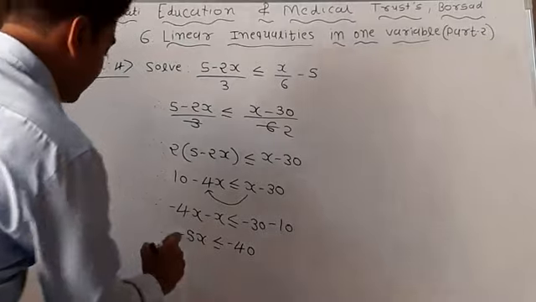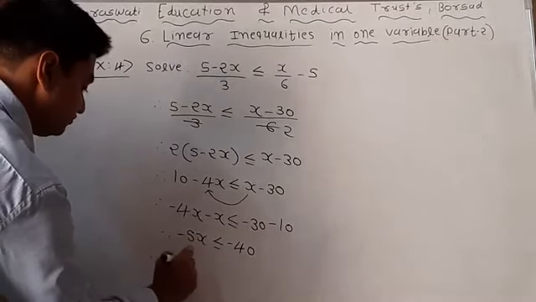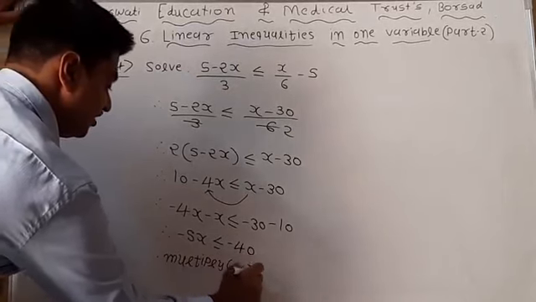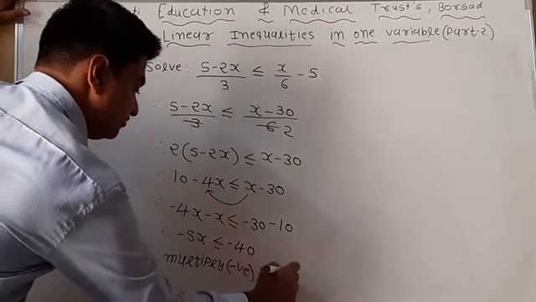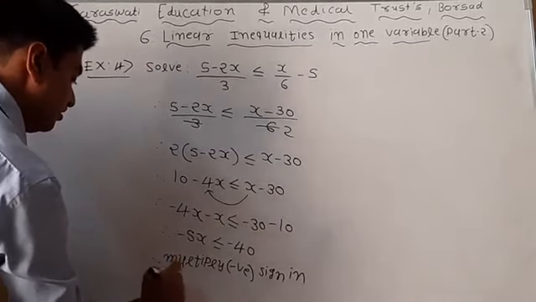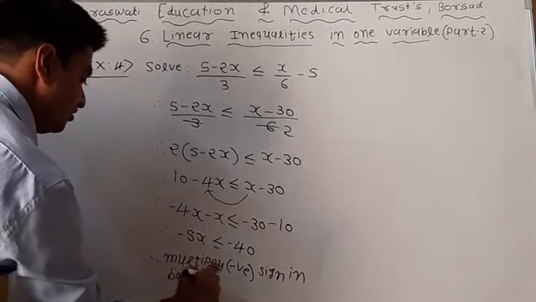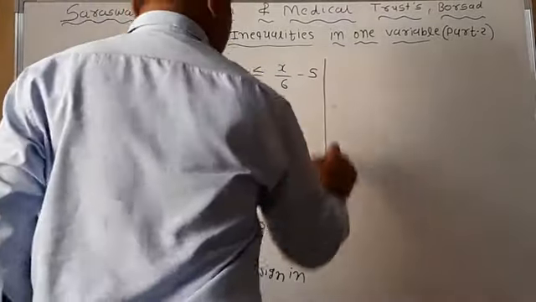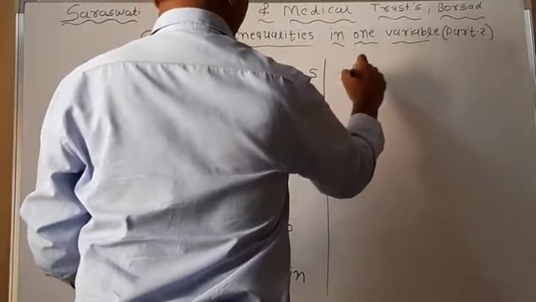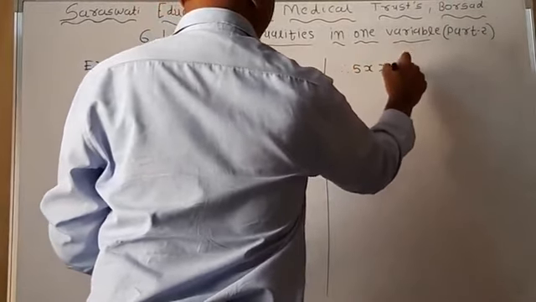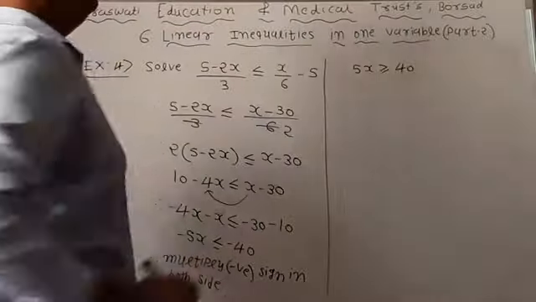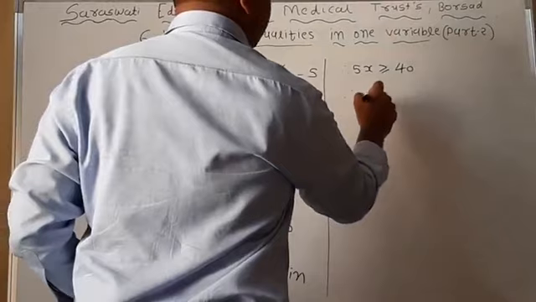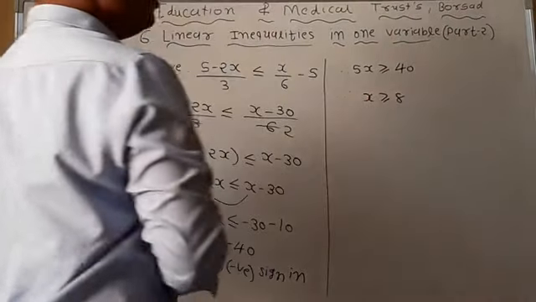So here we multiply by a negative sign on both sides. So therefore 5x greater than or equal to 40. Now divide by this term. So 40 divided by 5, that means x greater than or equal to 8.